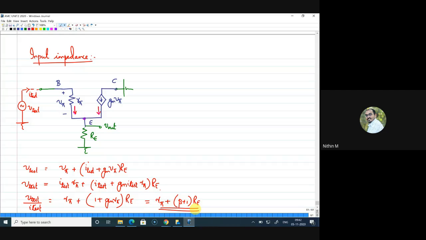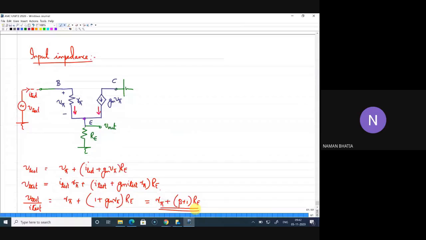I think some of you have responded here. RE into beta, yes, plus R pi, yeah, it is beta plus 1, okay. Sir, yes, yes, Naman. So, if I try to simplify this equation, can I also write it as GM R pi RE as a final equation, like we used to do it in MOSFET? Yeah, so by looking at the, okay, now the difference is what is R pi?